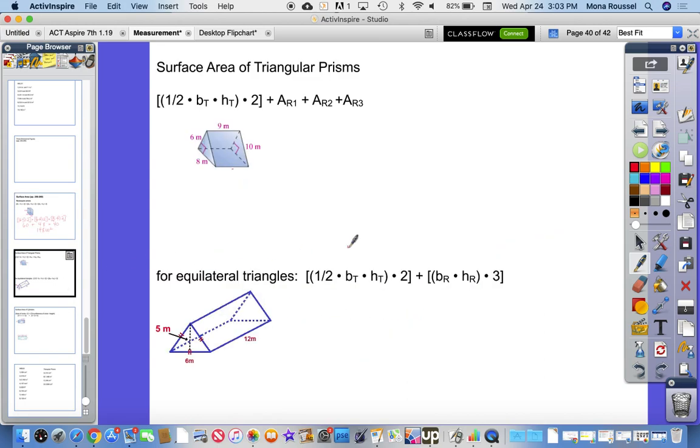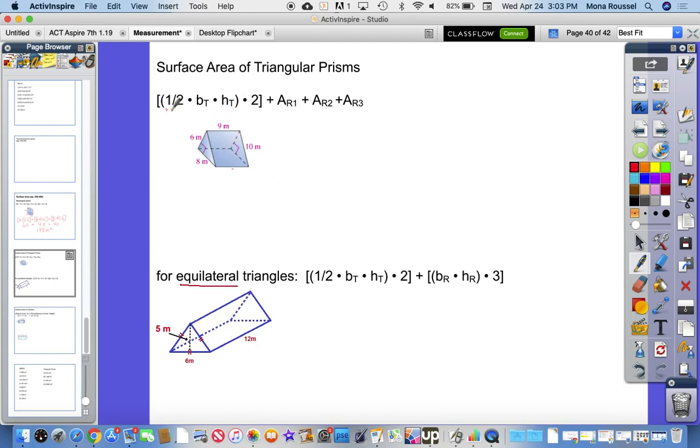Now for triangular prisms, you can think of it in 2 different ways. One that will work for any triangular prisms, or there is one that's a little shortcut if it's an equilateral triangle. We'll talk about that in a moment. But first, the one that will work for any triangular prism.